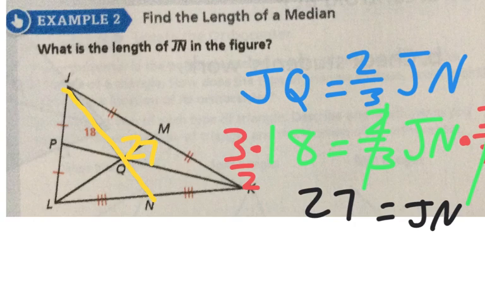Now, does it ask me for... it does. It asks me for all of JN, right? So it says, what's the length of JN? The length is 27. Okay, these problems though, they could kind of get cute.